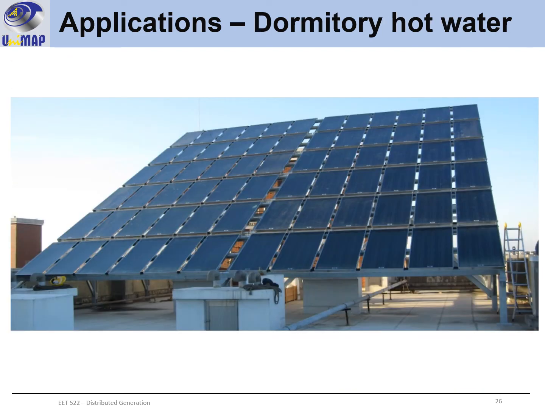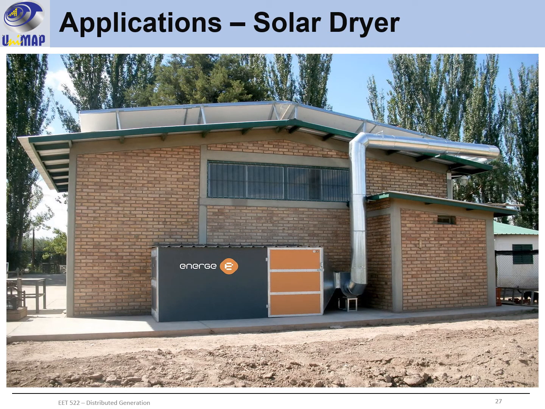Okay, for buildings that have higher capacity like the dormitory, they will use a large set of solar collectors like this, an array of solar collectors that can collect a higher amount of energy for the hot water system. So this is another application of the solar collector. In this building, they use the solar collector as a solar dryer, in which they will dry fruit and vegetables inside the building.